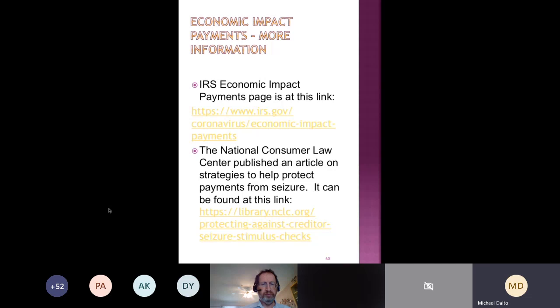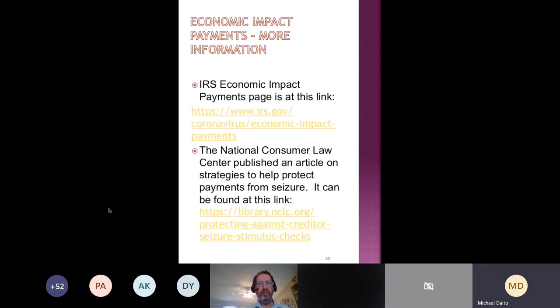And the last slide here, slide 60, at the bottom shows you a link to an article on this topic that was published by the National Consumer Law Center that provides some strategies on how to protect people from getting those economic impact payments seized by private creditors. And for more information and details about the economic impact payments, you can go to the IRS Economic Impact Payments page, which is linked at the top half of slide 60.